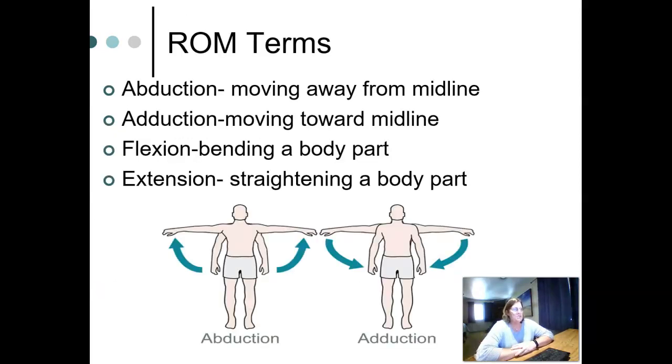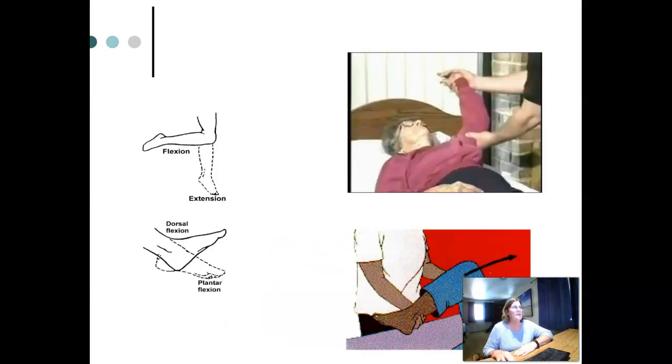So some range of motion terms: there is abduction, which is moving away from midline. So if I'm lifting my arms away from the body, that is abduction. And if I'm moving towards midline, towards my body, it would be adduction. I always think of it as adding it back to the body. Flexion is bending a body part. Extension is straightening it back out. So those are common terms you will hear.